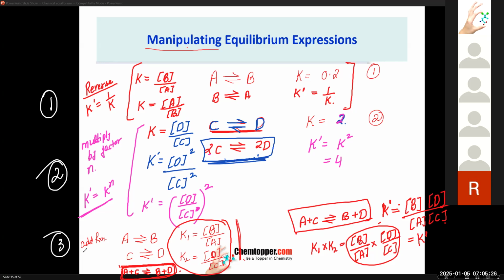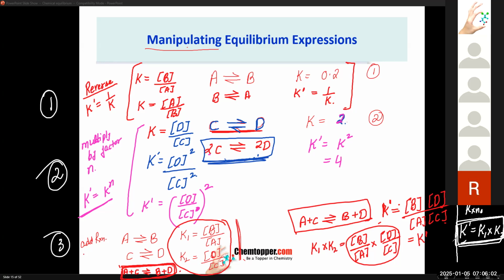So write down this rule, children. Rule number 3. Add two reactions. The new K will be, for 2, 3, 4, whatever number of reactions are added, the product of the equilibrium constant for every reaction. Write this down.